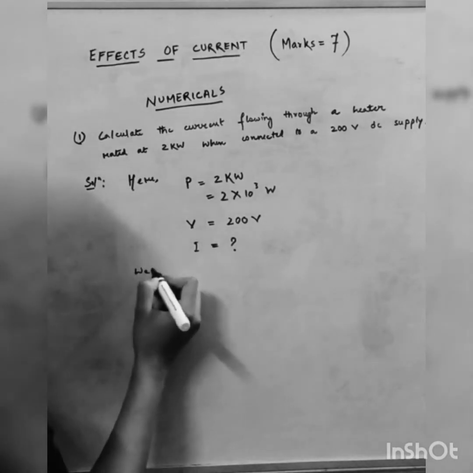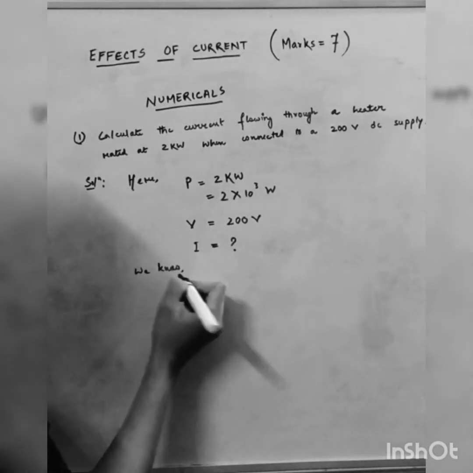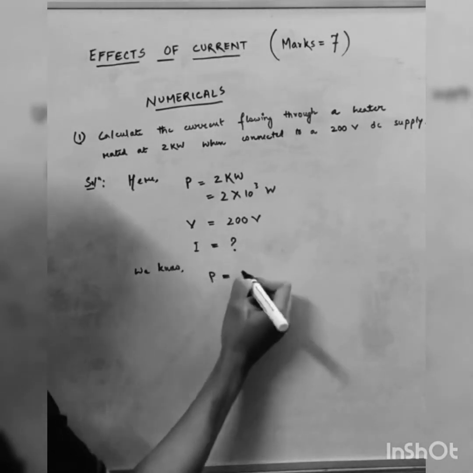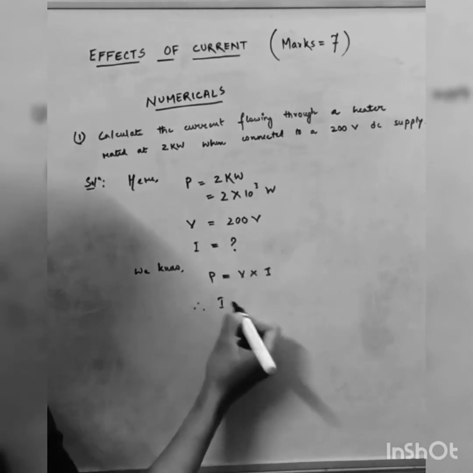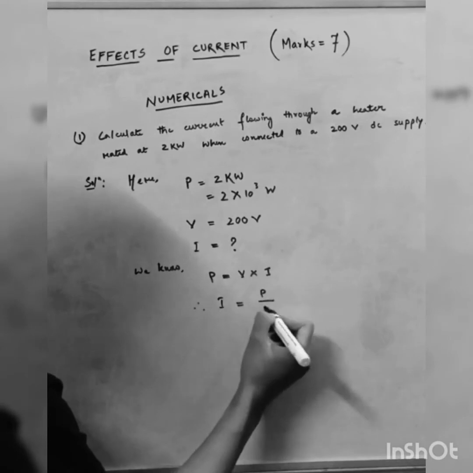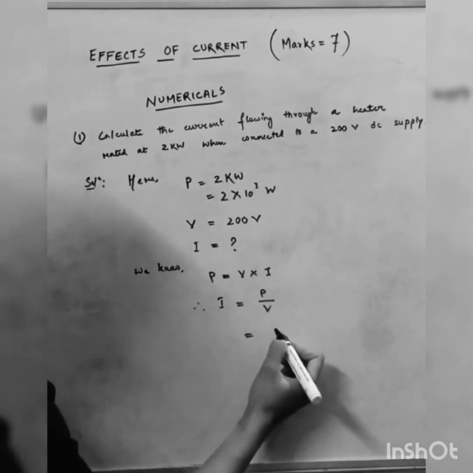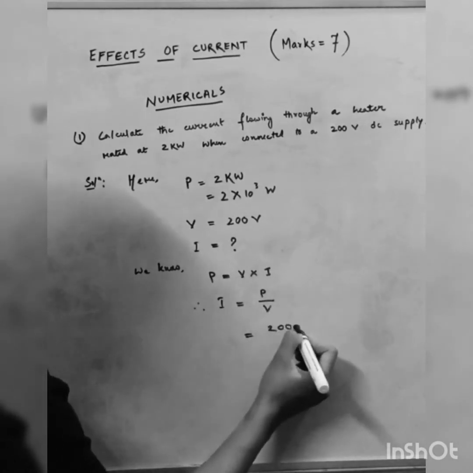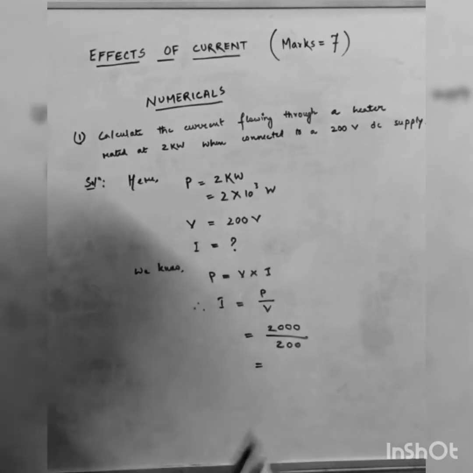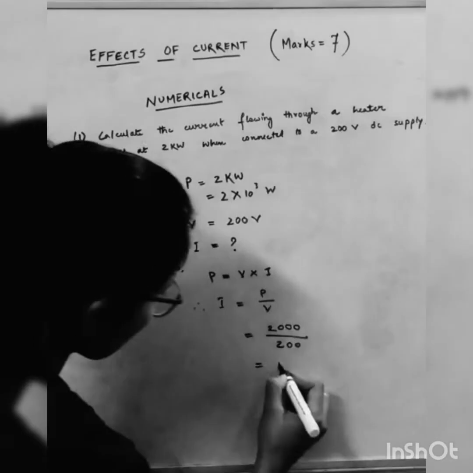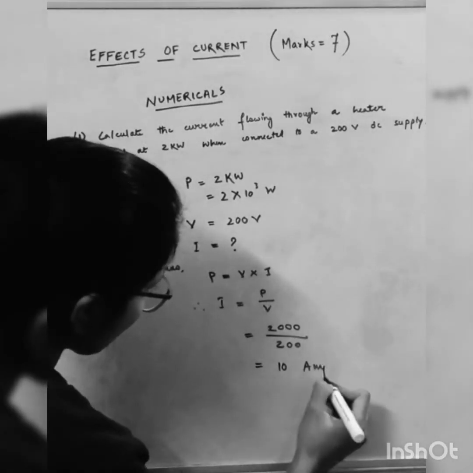As we know that electric power is equal to voltage into current, so I will be equal to power divided by voltage. So we just have to divide power by voltage. It will give us 10 ampere.